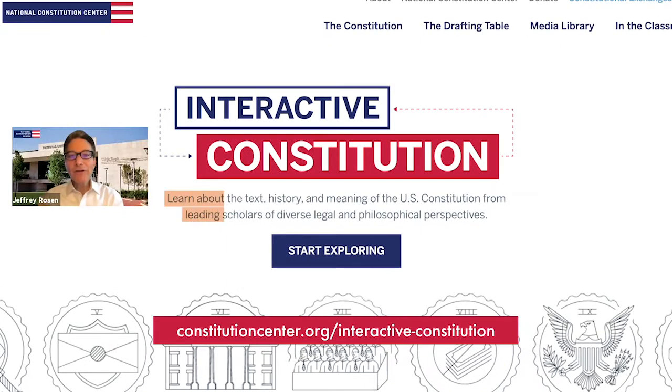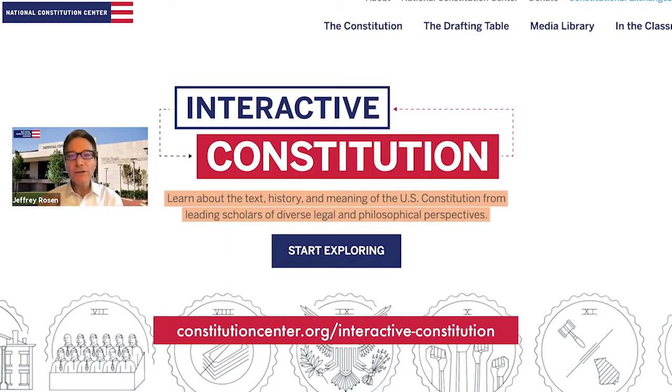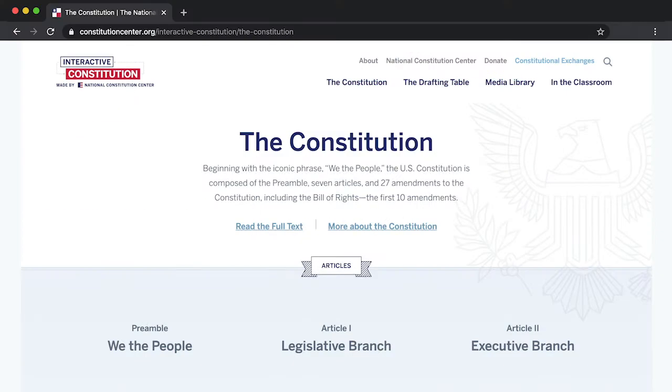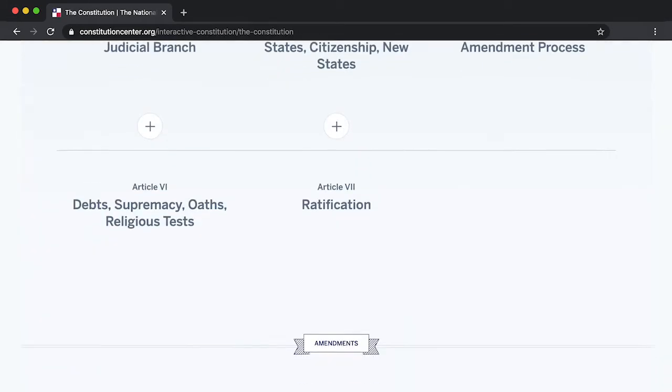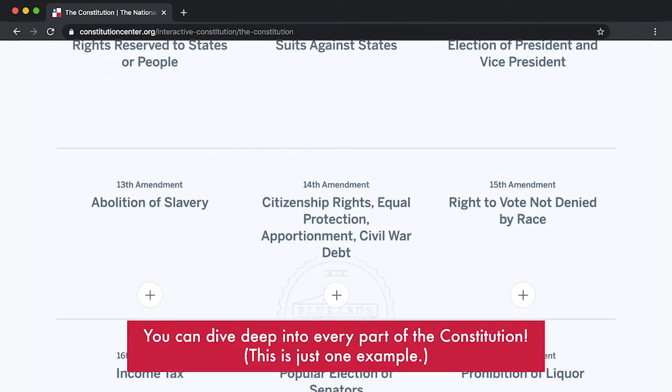It says, learn about the text, history, and meaning of the US Constitution from leading scholars of diverse legal and philosophical perspectives. That's what's so unique about this amazing tool, that scholars of all perspectives talk about what they agree and disagree about every clause of the Constitution. So I'm scrolling through the structural Constitution and the Bill of Rights. Let's go to the 14th Amendment.